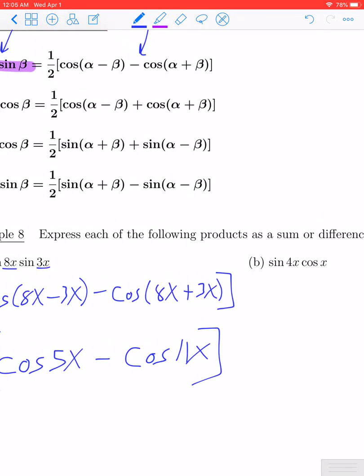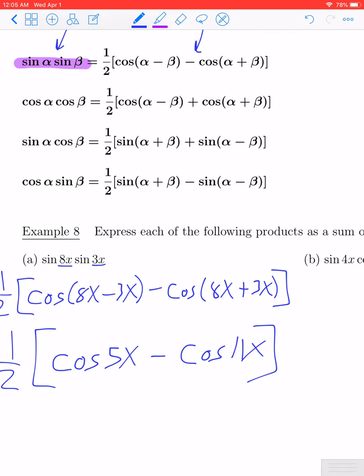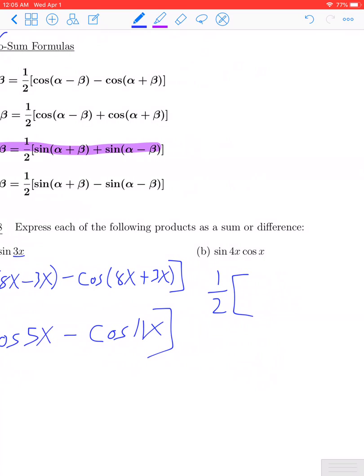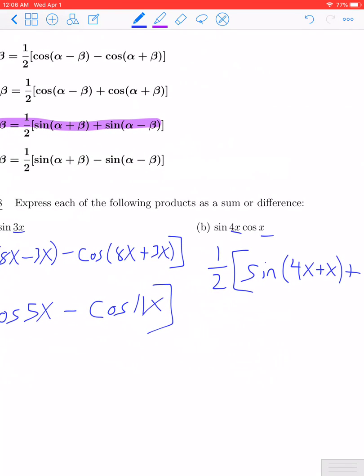This is the sine of 4x times the cosine of x. So if we have sine times cosine, we're going to be using this formula here. According to what we have, this is going to be 1/2 times the quantity, the sine of the sum of the two angles. That should be 4x plus x, plus the sine of the difference of the two angles. That's going to be 4x minus x.